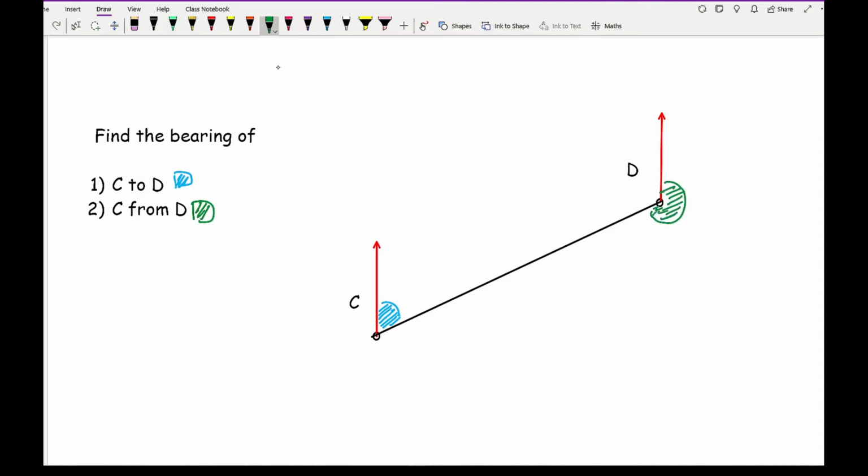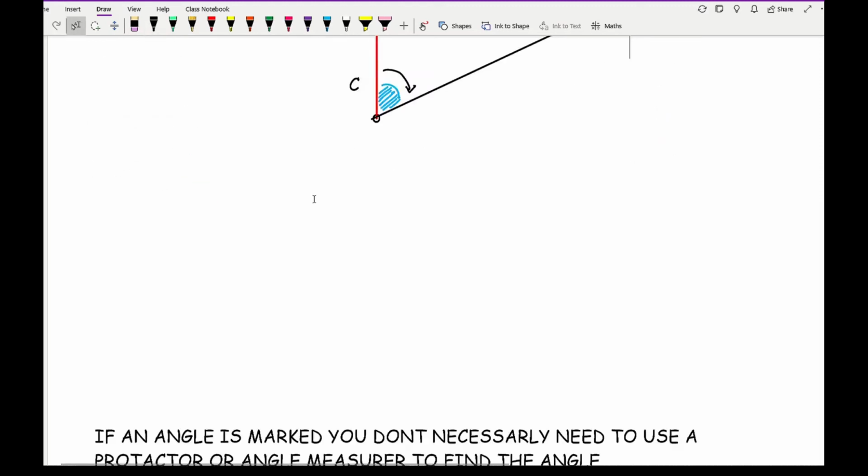And again, I'm not going to get a protractor because obviously it's a bit difficult on screen, but as long as you know which angles you need to measure, then that is going to be fine. And again, I'm abiding by the 3 rules. I'm starting from north, I'm going in a clockwise direction, and I'm going to write my answer as a 3-digit number. And likewise for the second one, it's this angle here that I need to measure.